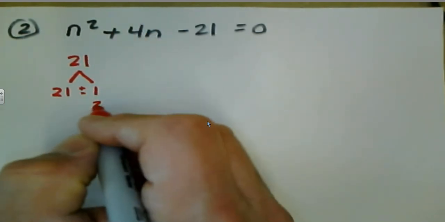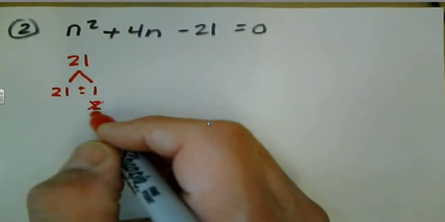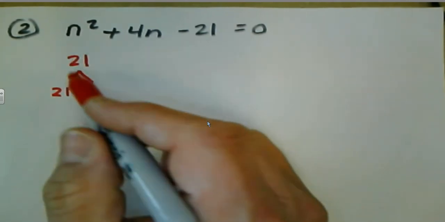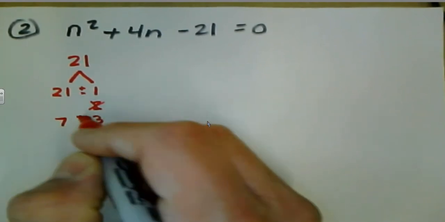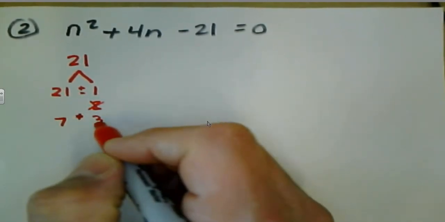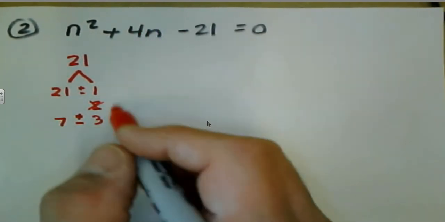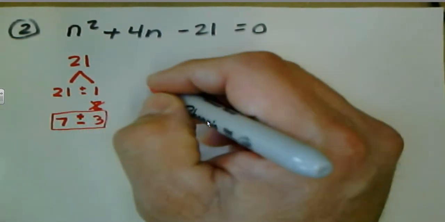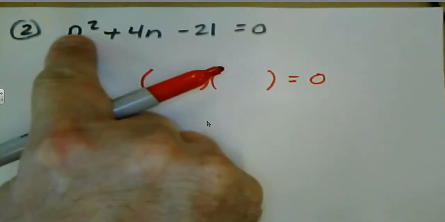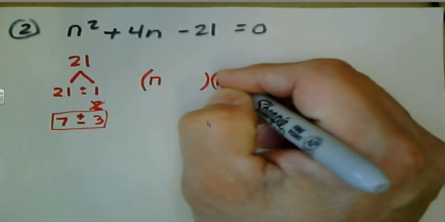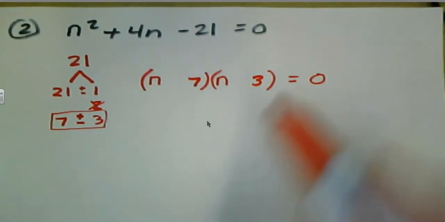Guys, 21 is an odd number, therefore 2 does not go into it. If I add 2 and 1 together, I get 3. That means 3 goes into 21, and it happens to be 7 times. If I add 7 plus 3, I get 10. If I subtract 7 minus 3, I get 4. I stop. I make my parentheses. I set those equal to 0. My variable is an n. And then my numbers are going to be 7 and 3.